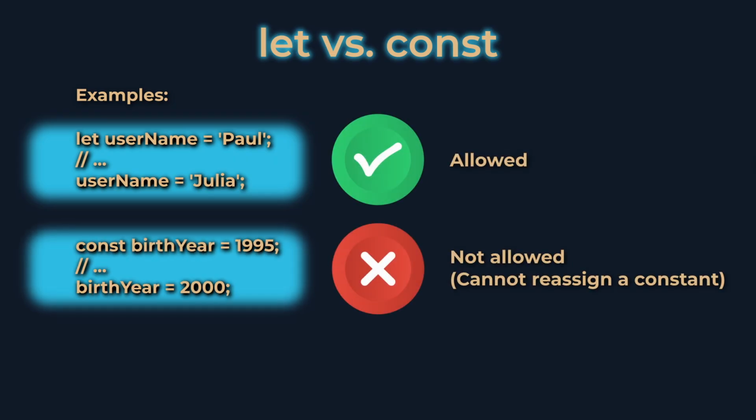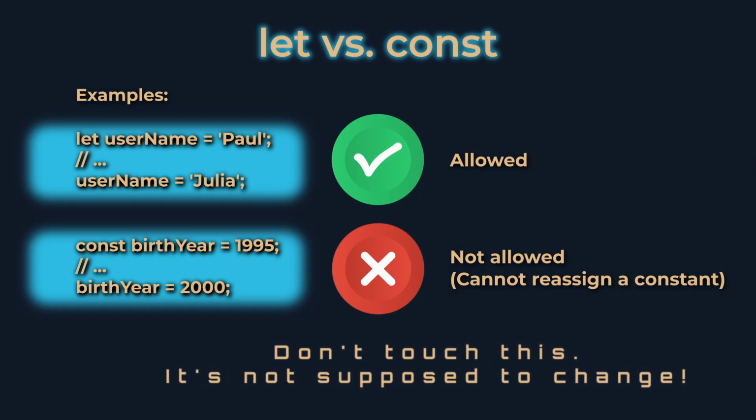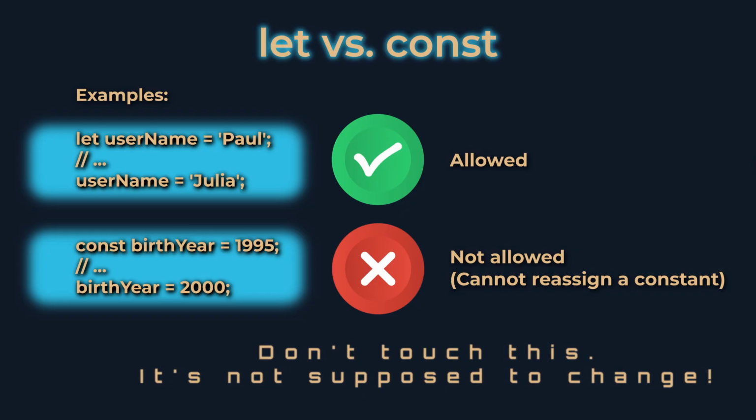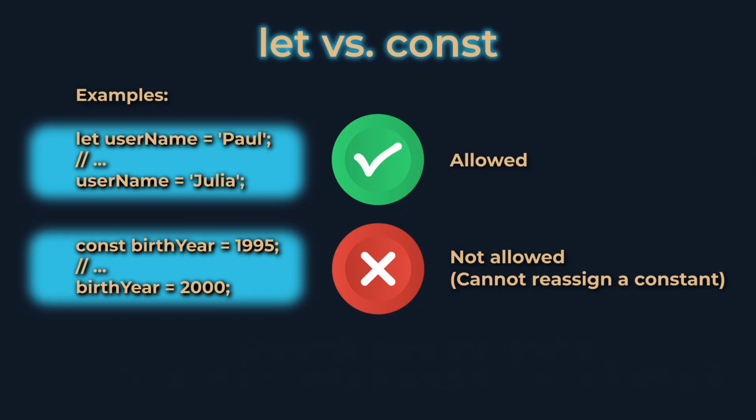Using const protects your data. It tells other developers, hey, don't touch this. It's not supposed to change. It makes your code more predictable and less prone to bugs.